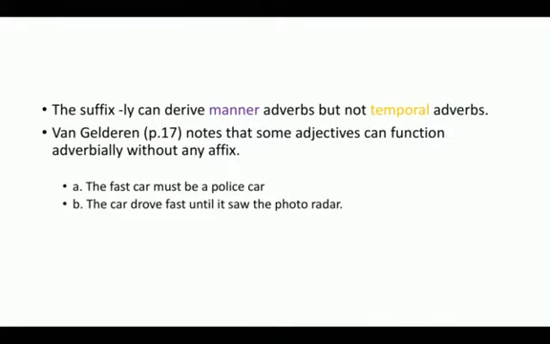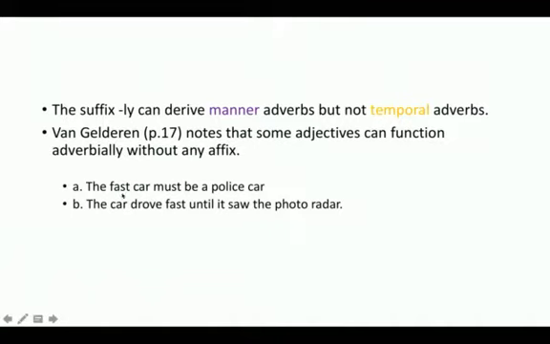In your textbook, Van Gelderen notes that some adjectives in English can also function adverbially without an affix. So this is something that is now a part of standard English, even though there are often prescriptive rules against it. We might say that this is an informal feature of standard English. So for example, the fast car must be a police car.